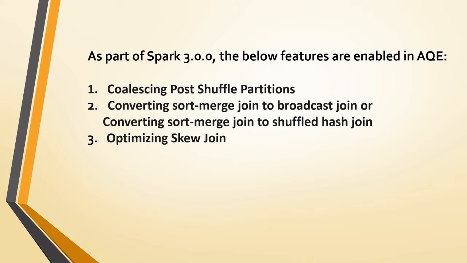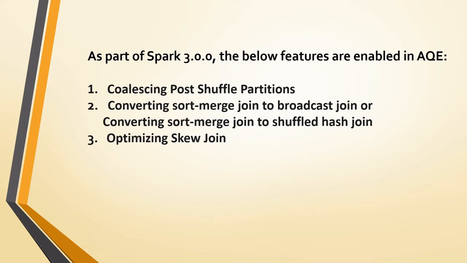The first one is coalescing post shuffle partitions. This feature helps in optimizing the shuffle partitions while running the queries, which means that you don't have to set the required number of partitions for your dataset. Spark will analyze and pick the partition count on its own during runtime. By default it will take 200, and sometimes you set it based on your dataset, but it's not required when you use this option.